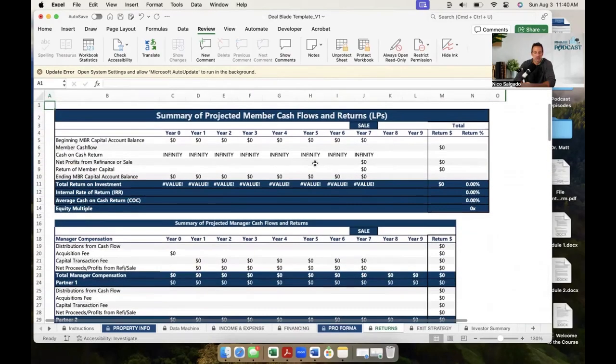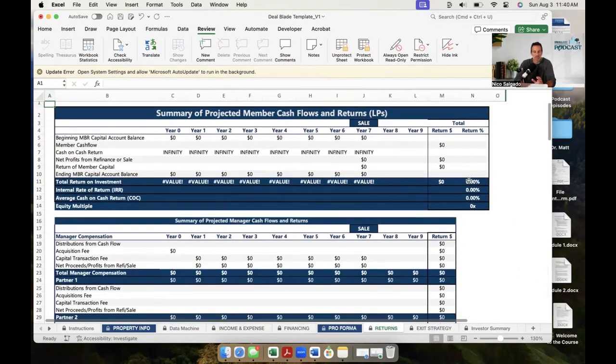It's built out the returns. And it's going to tell you the total return investment for the members. This first chart is for members only. Okay, so this is for the LPs. And this is huge because this is where their metrics are shining. And then we have right here in the bottom of this chart, it's got the total return on investment, the IRR, average cash on cash, equity multiple, etc.